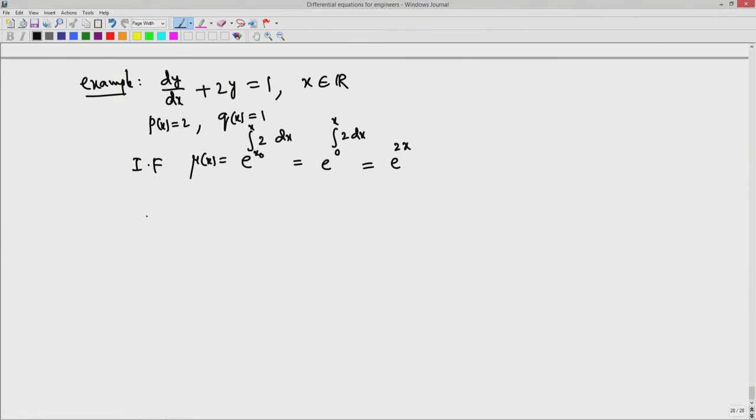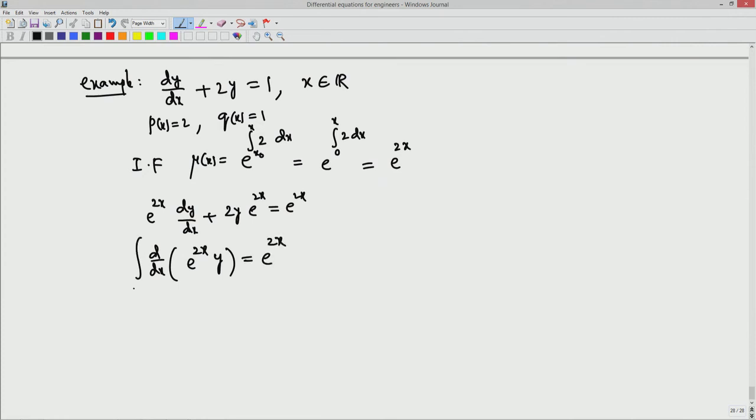You multiply e power 2x on both sides of the differential equation. So (dy by dx plus 2y) e power 2x equals e power 2x. The left hand side I can immediately write as d dx of mu into y, that is, e power 2x into y. You see e power 2x dy by dx is one term, and if you differentiate e power 2x into y, you will get 2y e power 2x. So this is equal to e power 2x.